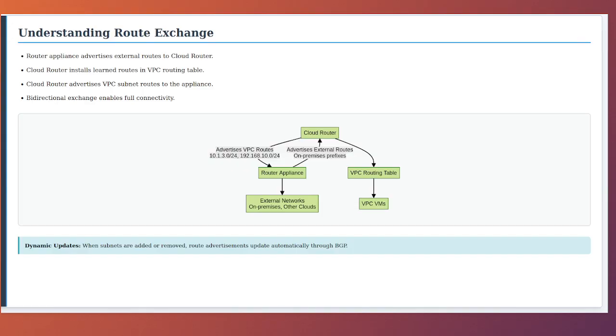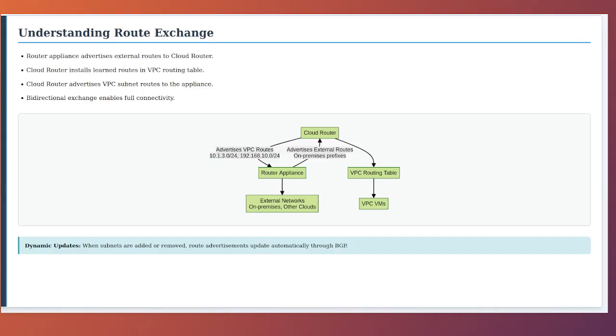The Cloud Router component represents the managed Google Cloud Router service. It maintains the VPC routing table and participates in BGP sessions. The arrow labeled VPC routes flows from the Cloud Router to the Router Appliance. This represents the Cloud Router advertising the VPC subnet prefixes, such as 10.1.3.0/24 and 192.168.10.0/24, to the Router Appliance.